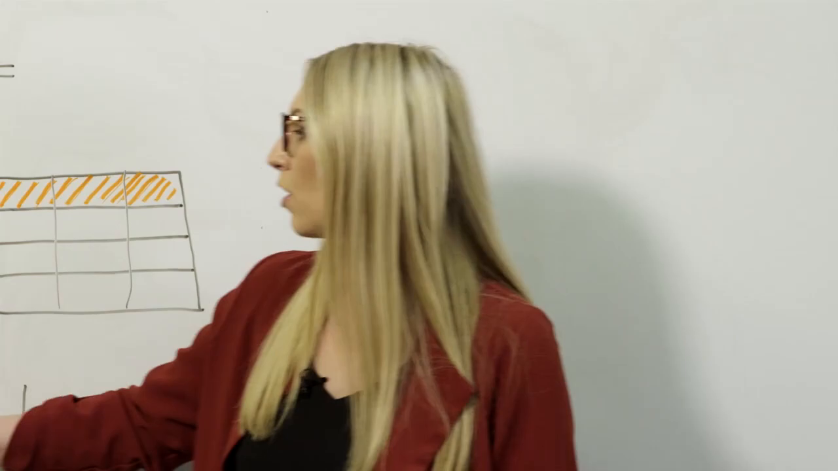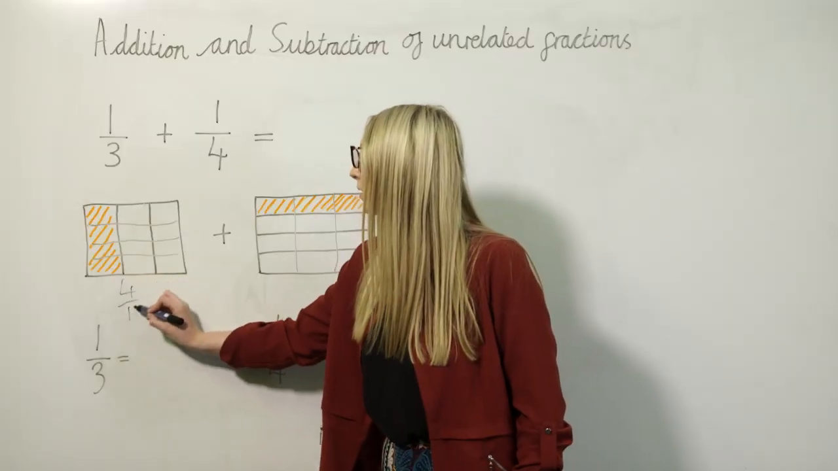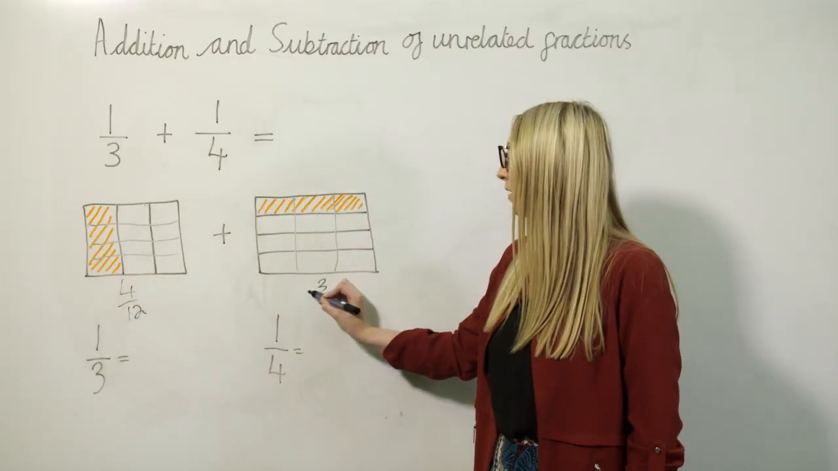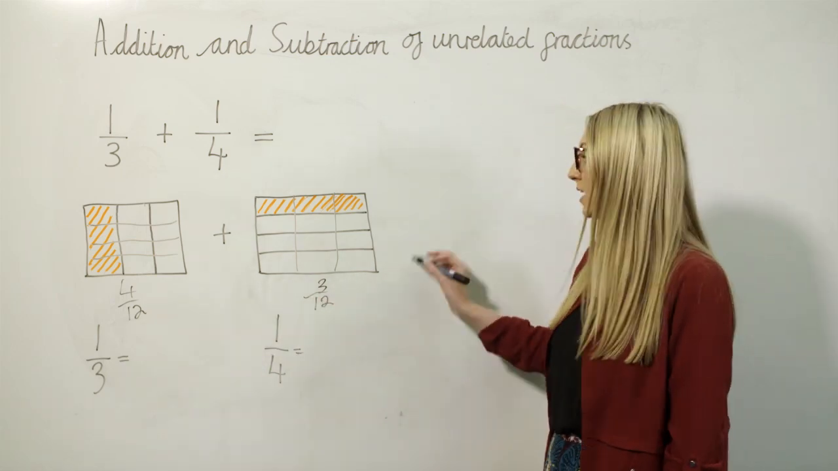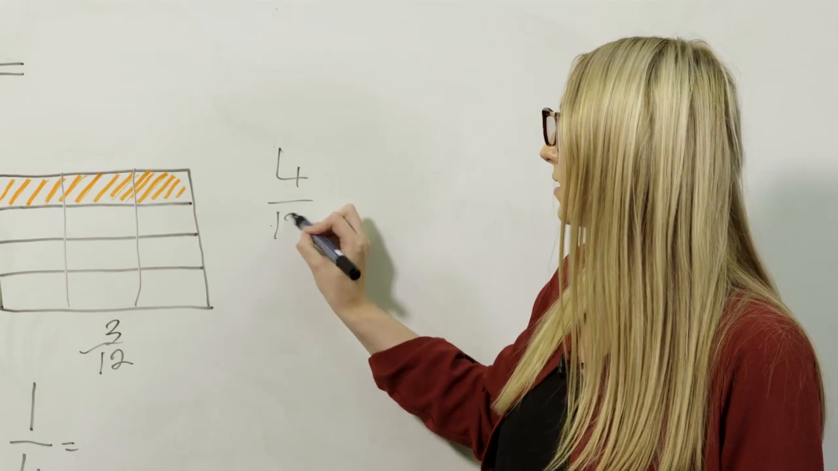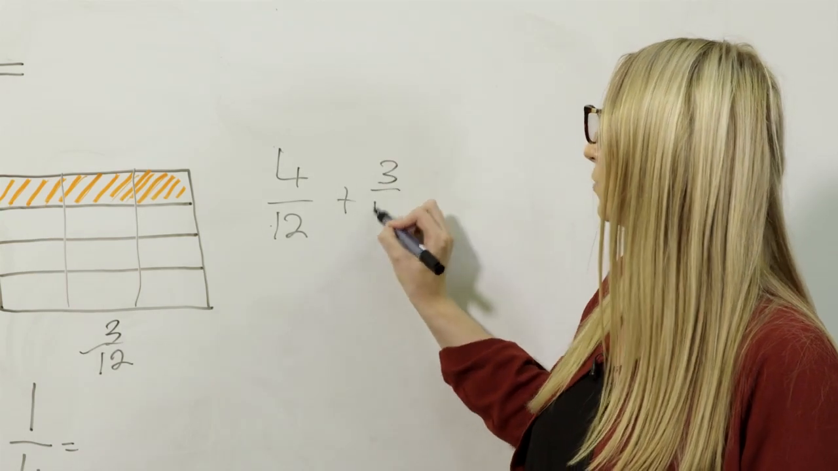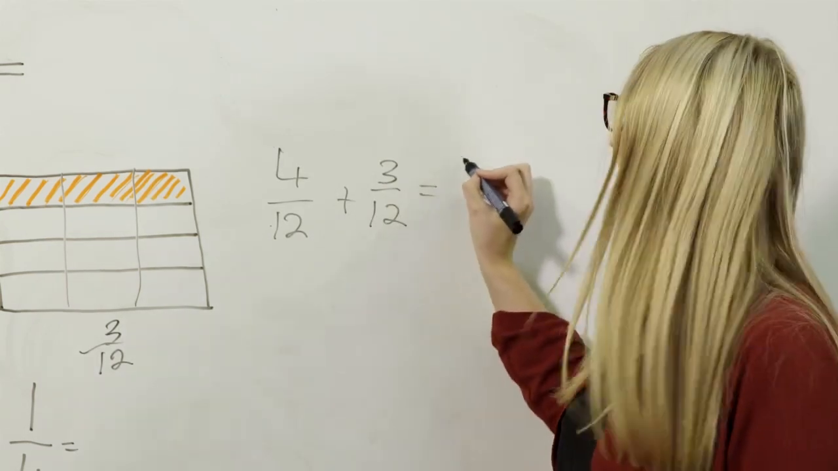Now we can see that I've got 4/12 and 3/12. And now that the denominators are the same, I can add them together. 4/12 add 3/12 equals 7/12.